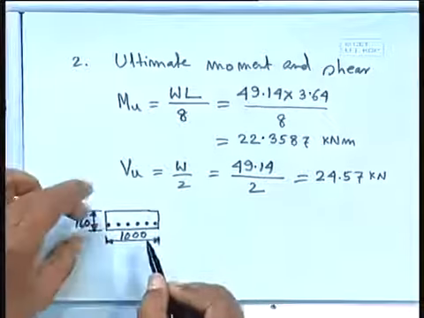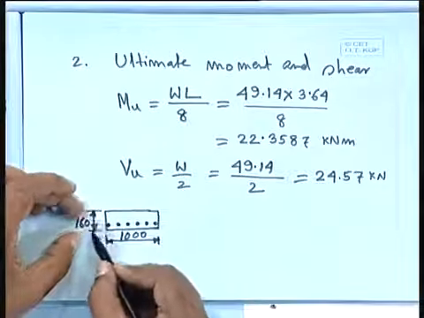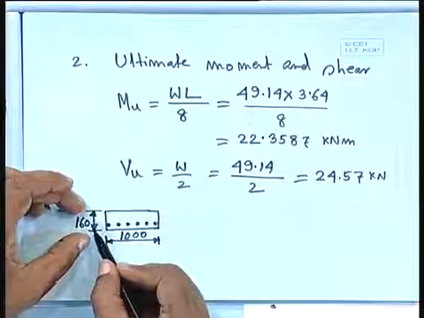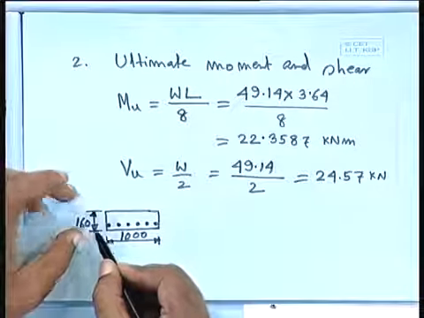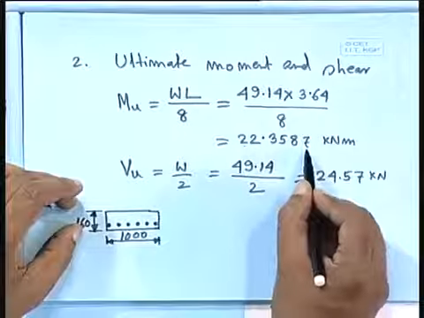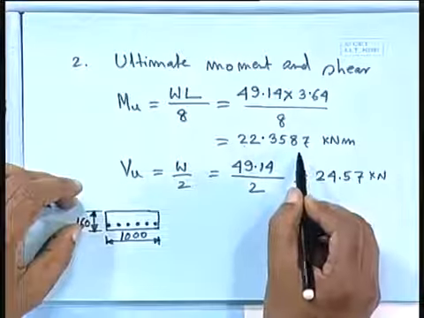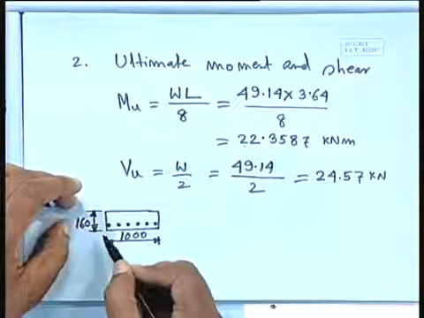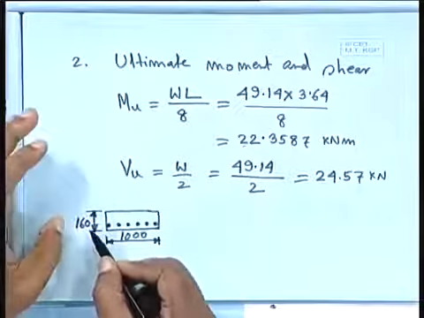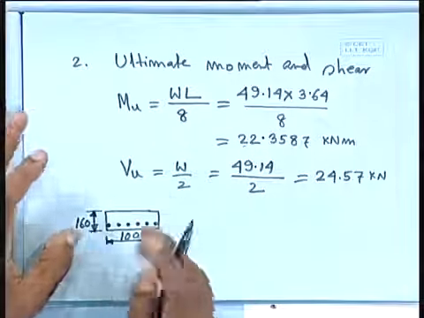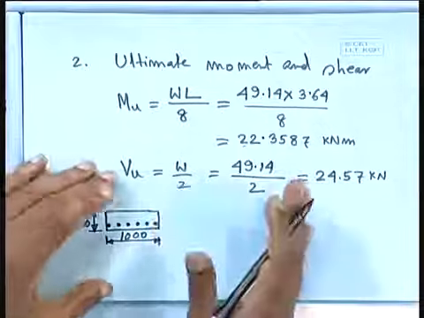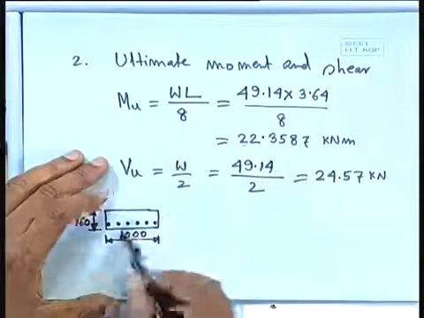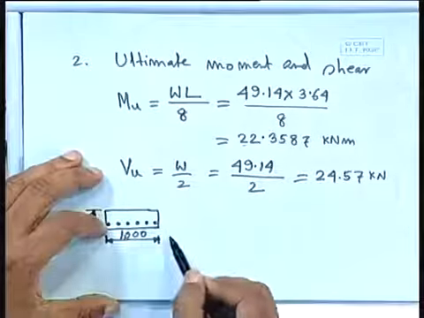That means we have already taken the overall depth, and also we know the effective depth. So we have to check, taking this moment, whether the computed effective depth is less than the provided effective depth. If it is okay, then we can accept that, and then we have to find out the area of steel.